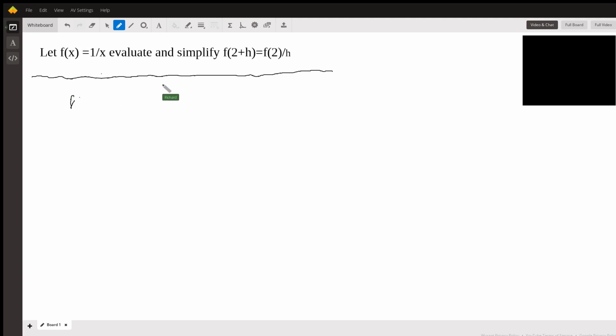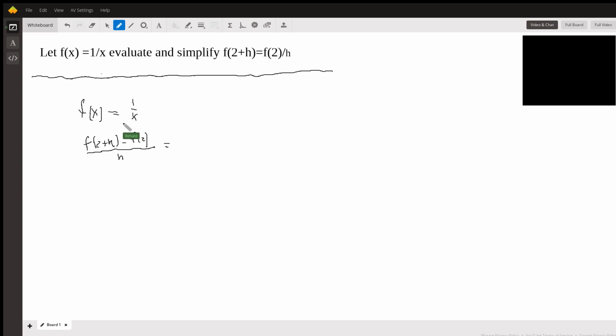So we have our function f of x that's equal to 1 over x, and what we want is f of 2 plus h minus f of 2 all over h. That's called the difference quotient.